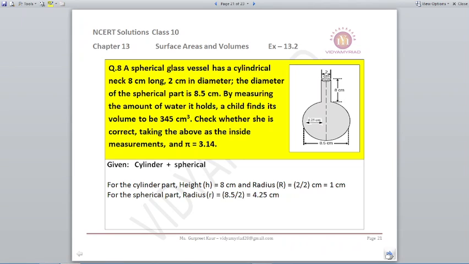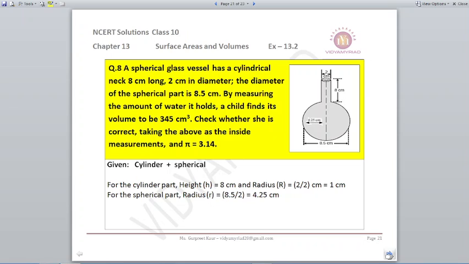Next, a spherical glass vessel has a cylindrical neck 8 centimeters long, 2 centimeters in diameter. The diameter of the spherical part is 8.5 centimeters. By measuring the amount of water it holds, a child finds its volume to be 345 centimeters cube. Check whether she is correct, taking above as the inside measurements and pi as 3.14.